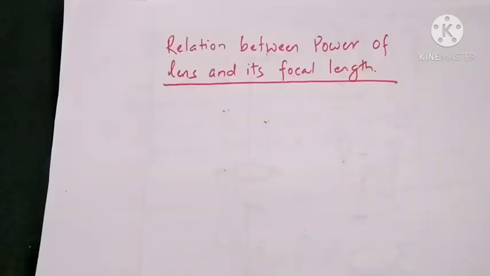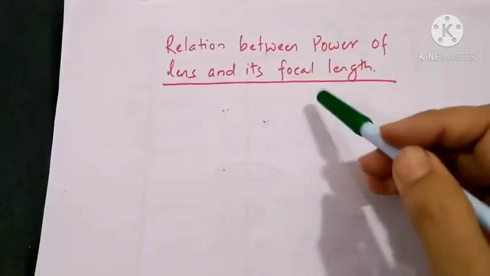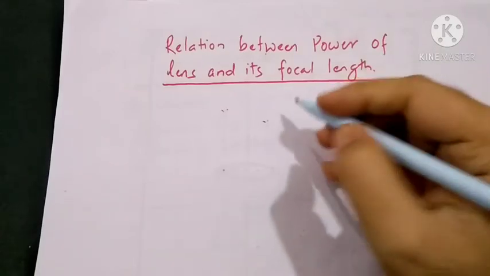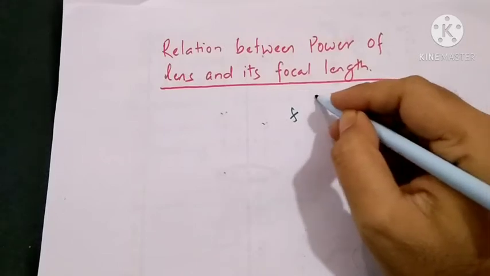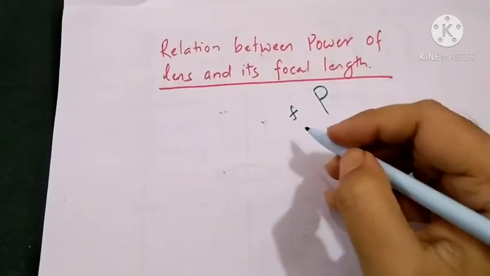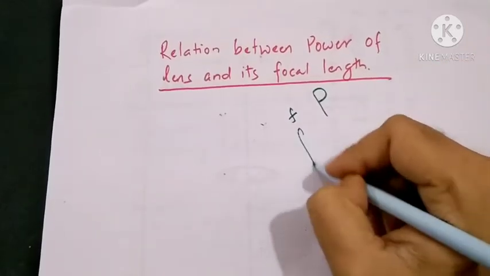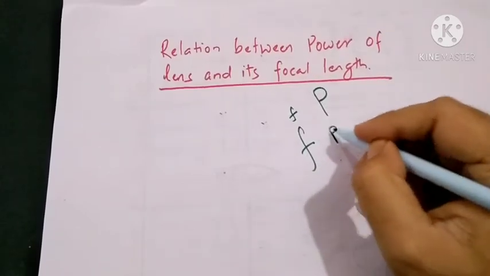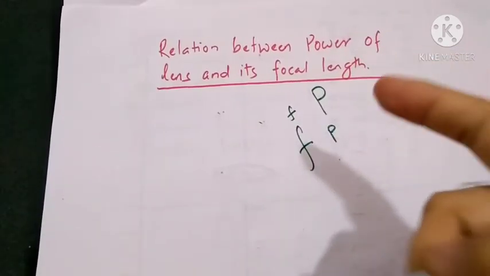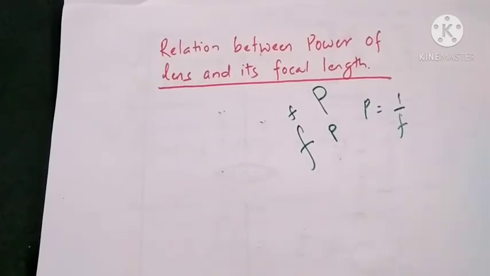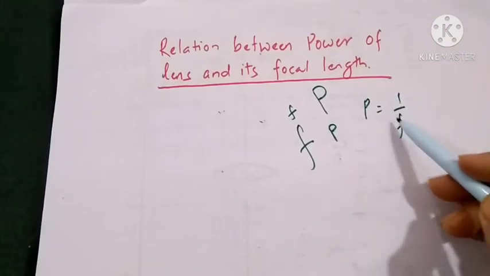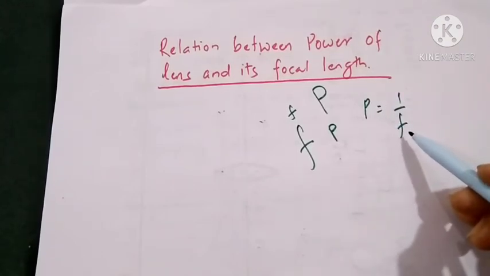Now our next agenda is the relation between the power of a lens and its focal length. If the focal length of a lens is small, then it has bigger power, and if the focal length is bigger, then its power is smaller. So this is an inverse relation. Mathematically we can write this relation like this: P is equal to 1 by F. It means the power of a lens is inversely proportional to its focal length.